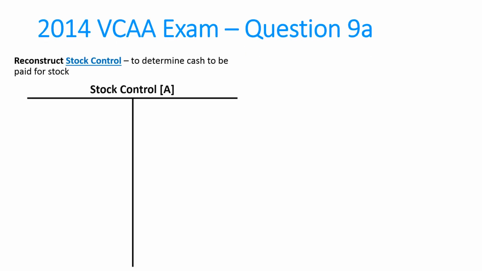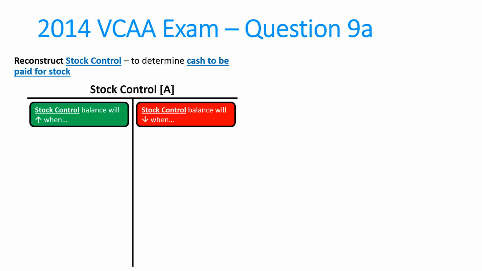The next one is the stock control ledger. And what we're going to need to figure out is how much cash is going to be paid for stock. So we need to again remember what makes stock go up and what makes it go down.